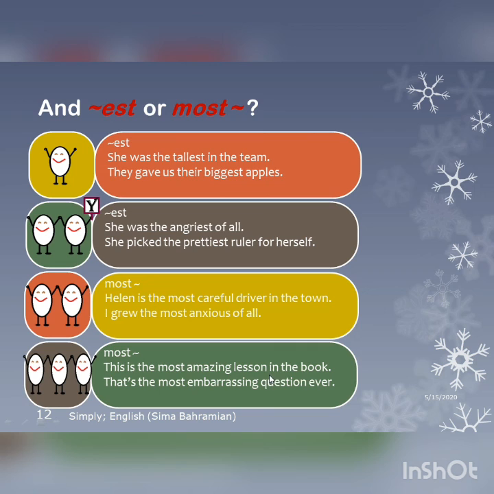Helen is the most careful driver in the town. And for adjectives with more than two syllables, very easily go with most. This is the most amazing lesson in the book.